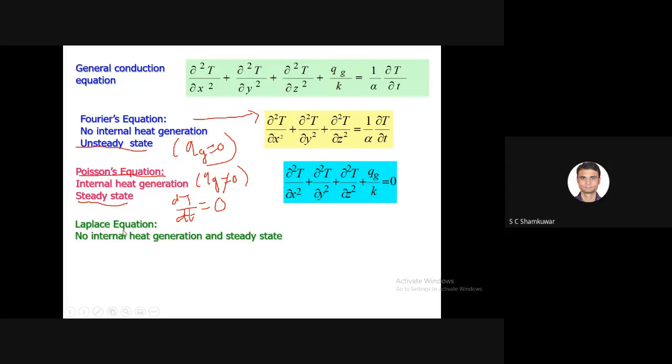And finally, we will see the Laplace equation. In the Laplace equation, there is no heat generation and it is steady state. For the Laplace equation, Qg will be 0 and the change in temperature with respect to time will also be 0. So therefore, this will be the Laplace equation.